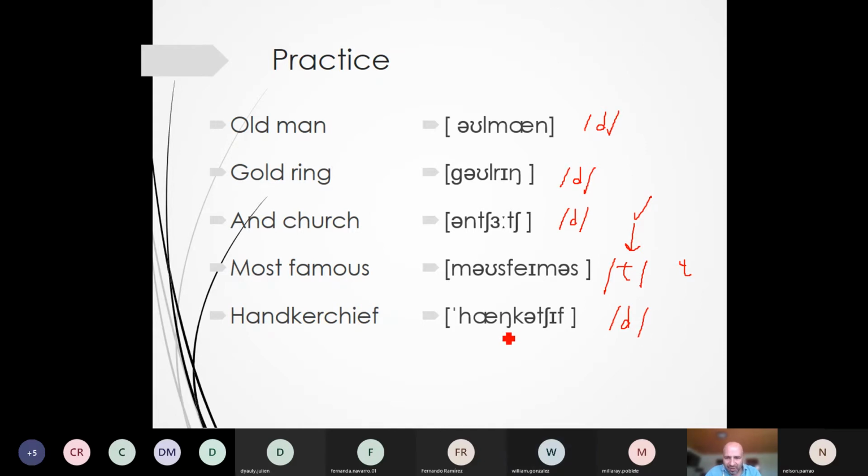That don't appear. Now, there's also another phonological process here. There's also another feature of connected speech. Are you able to identify it?